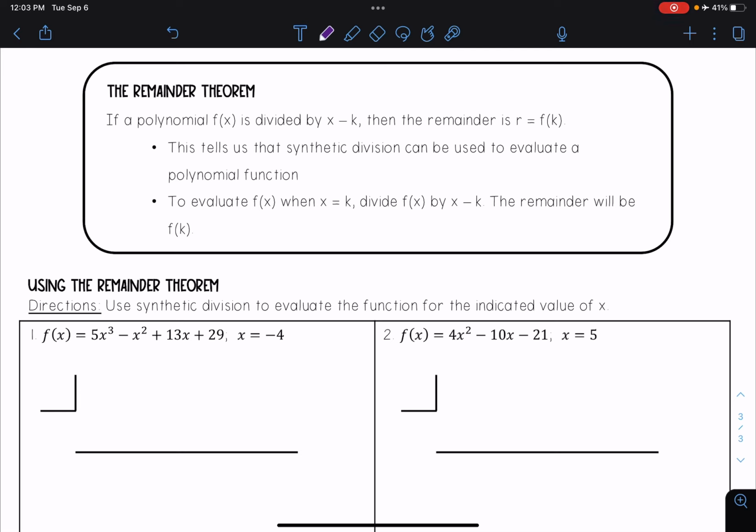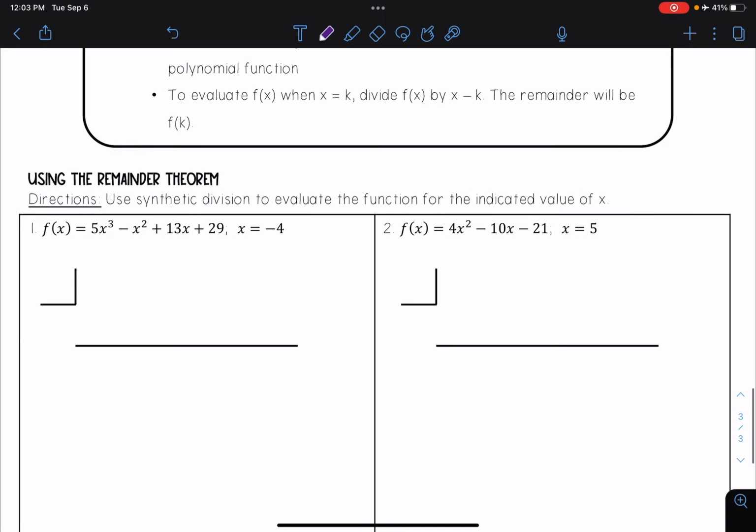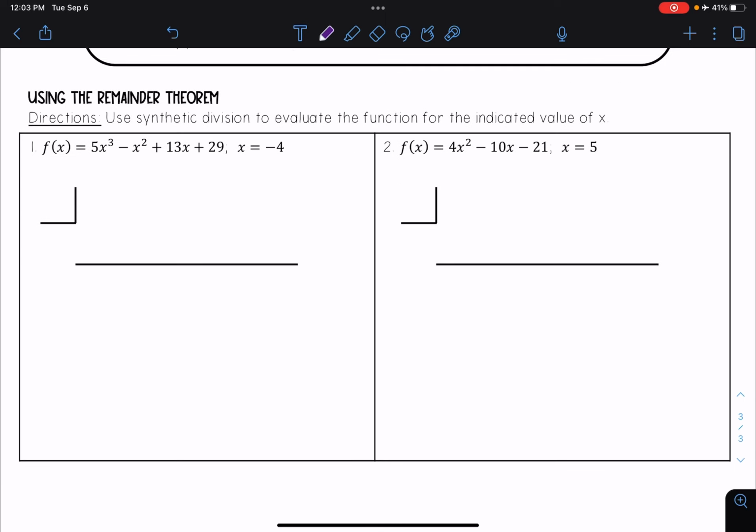To evaluate f of x when x equals k, divide f of x by x minus k, and the remainder will be f of k. So let's look at some examples. Here, I want to use synthetic division to evaluate the function for the indicated value of x.